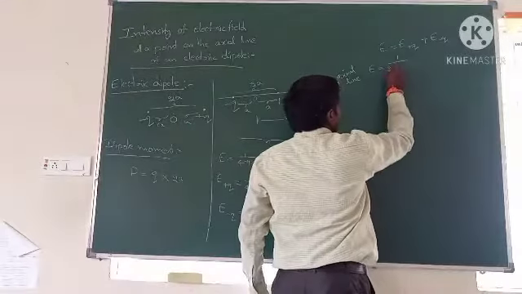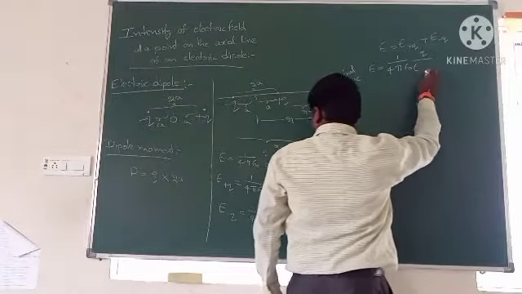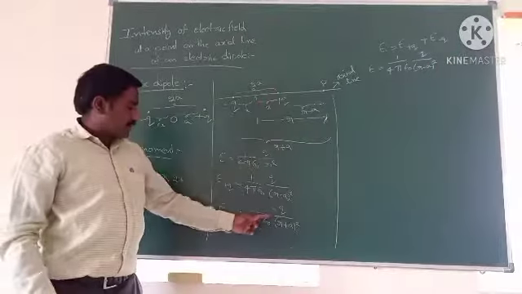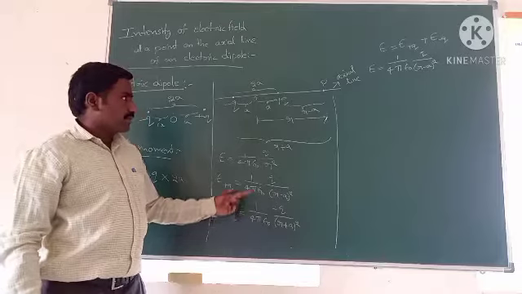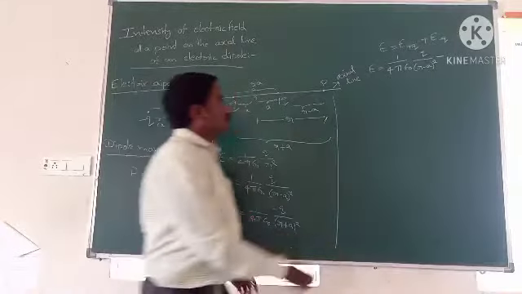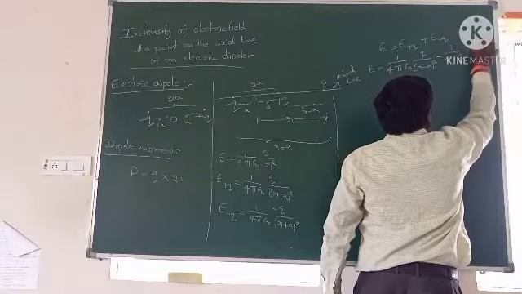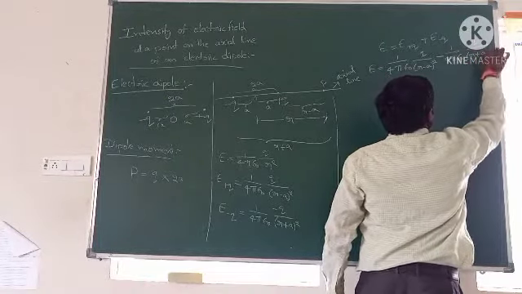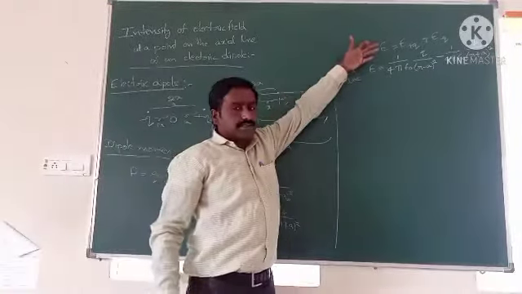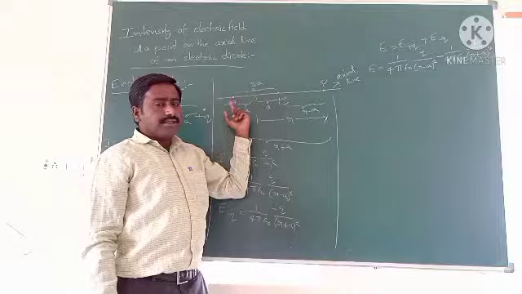1 by 4 pi epsilon naught q by (r minus a) whole square, plus, here minus q charge, so plus into minus, and E minus q value, so 1 by 4 pi epsilon naught q by (r plus a) whole square. I just substituted these two equations in this case. So this is the total electric field intensity at point P due to plus q charge and minus q charge.